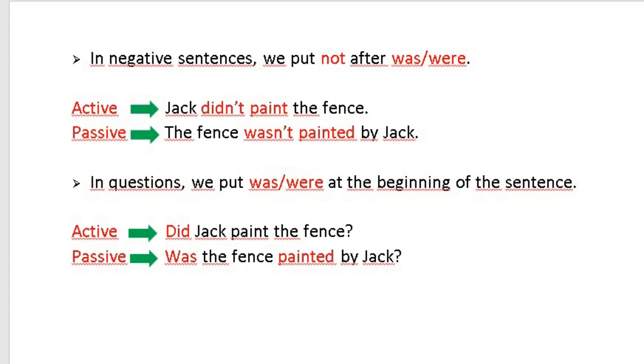In questions, we put was, were at the beginning of the sentence. Did Jack paint the fence? Now let's put was at the beginning of our sentence. Was the fence painted by Jack?